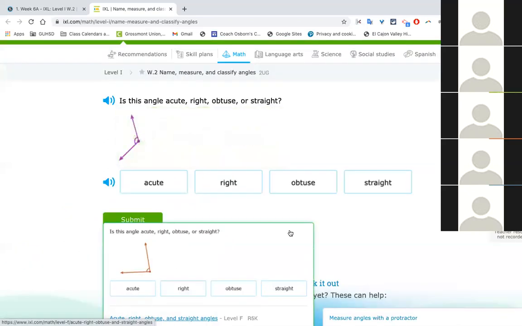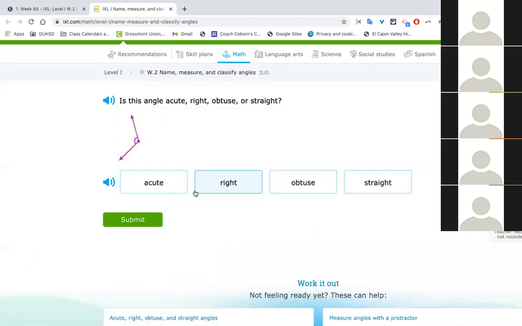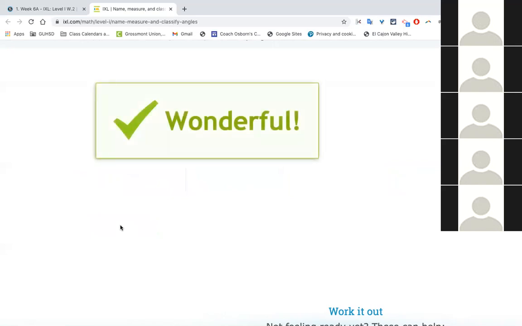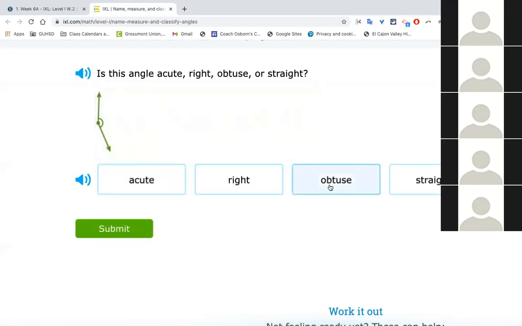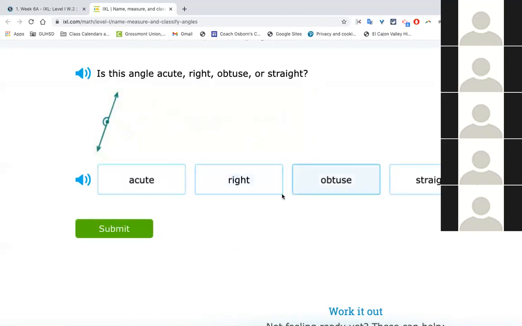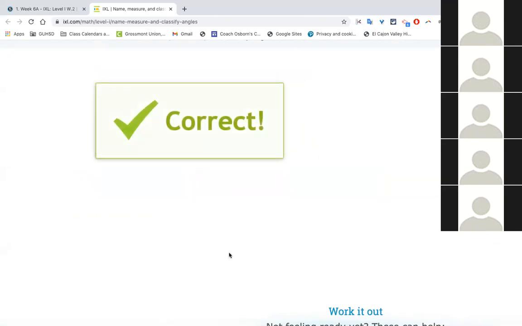Okay, so this is again asking about obtuse and acute angles like we did before. So this is bigger than 90, so this would be obtuse. Smaller than 90, acute. And if it was 90, it would be right. So here's another obtuse angle, bigger than 90. There's another one. Now this one, straight across, I would call that a straight angle.